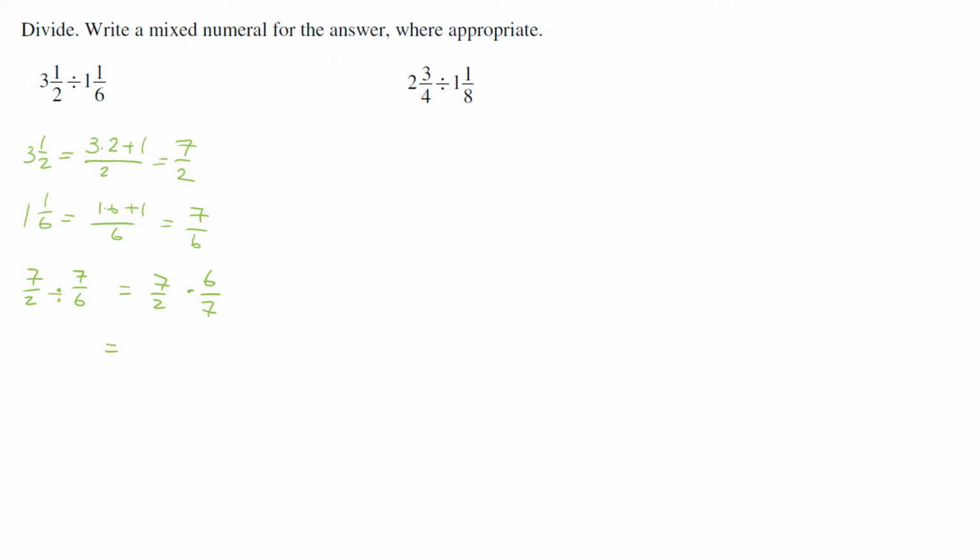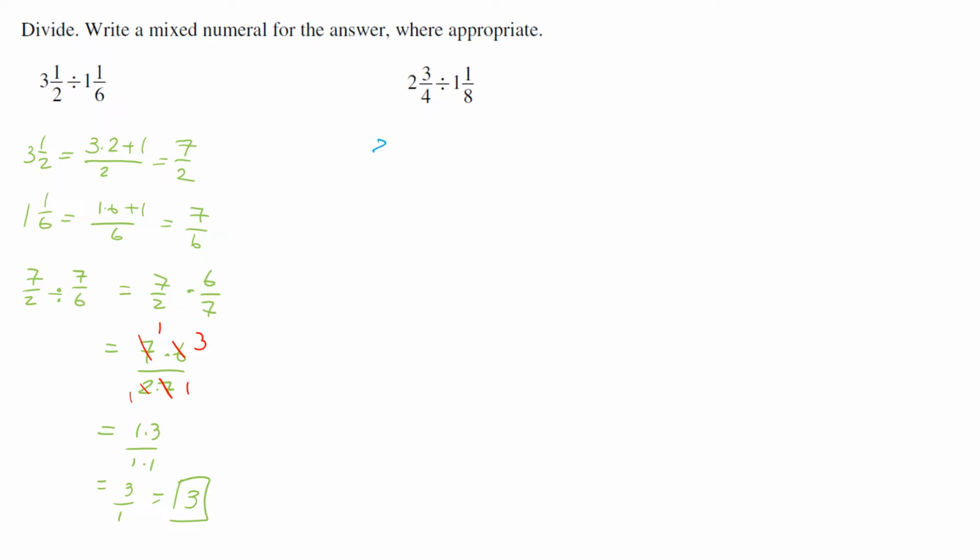And we're going to multiply straight across: 7 times 6 over 2 times 7. We see that we have a common factor in the numerator and denominator of 7. 7 divided by 7 is 1. 7 divided by 7 is 1. We also see that 6 and 2 share a factor of 2. 6 divided by 2 is 3. 2 divided by 2 is 1. So this is going to give us 1 times 3 over 1 times 1, which is just 3 over 1. Anything divided by 1 is itself, so our answer is just 3.